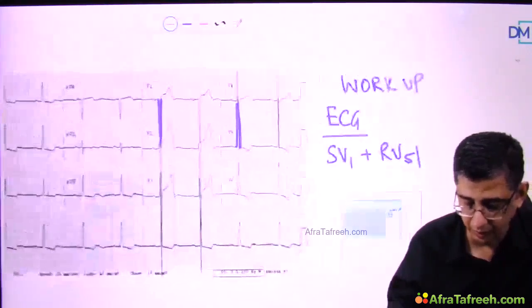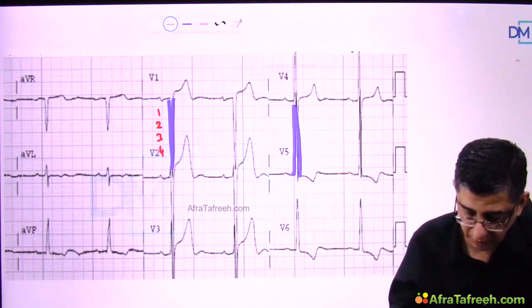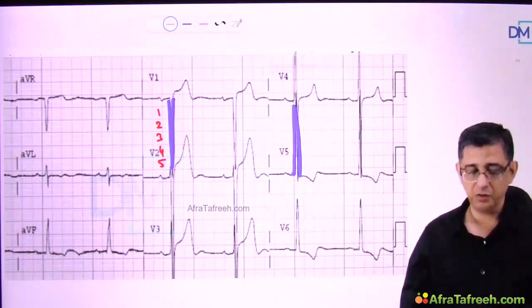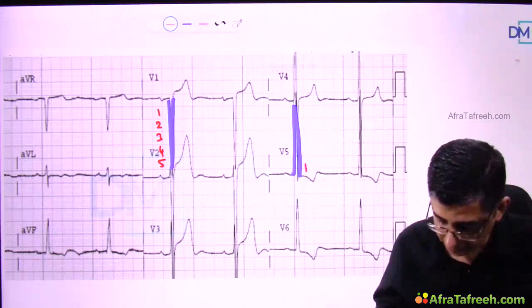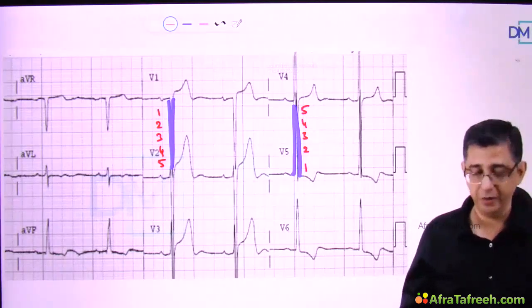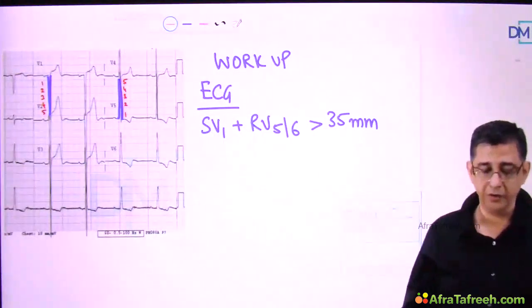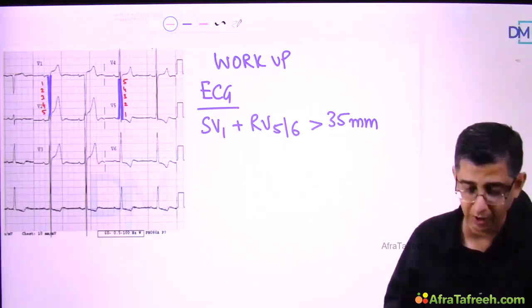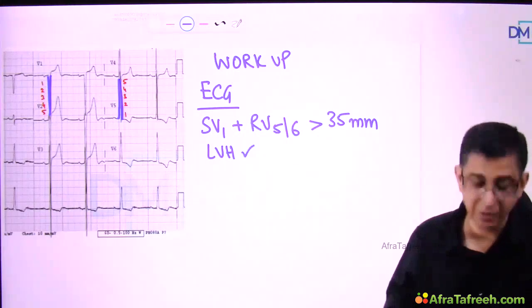Let us now quickly count the number of large squares. You can definitely count a substantially large number. I think the depth of the S wave itself is 25 millimeter. And then if you look at the height of the R wave in lead V5, that's another 5 large squares, that is another 25 millimeter. So 25 plus 25 works out to 50 millimeter. So you really have a very big heart in these patients. Left ventricular hypertrophy is what you will definitely be able to notice.